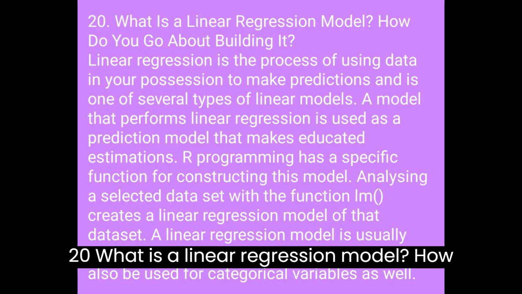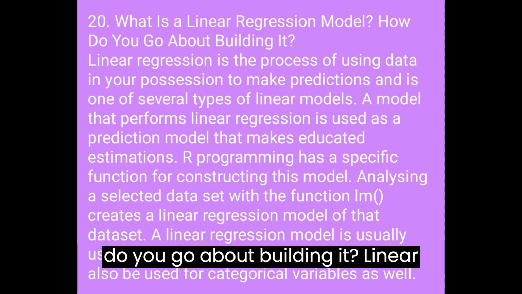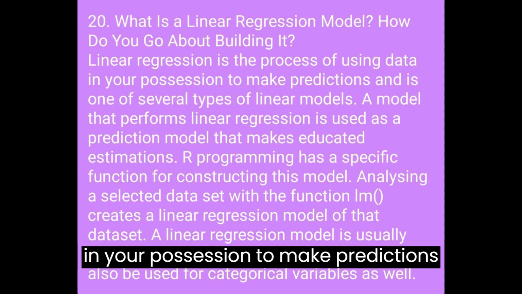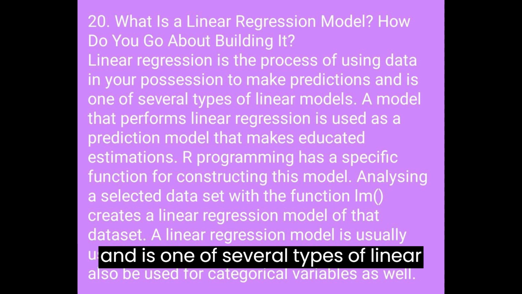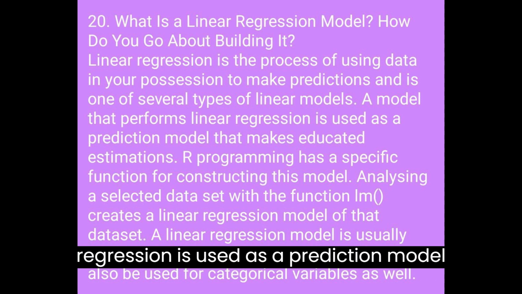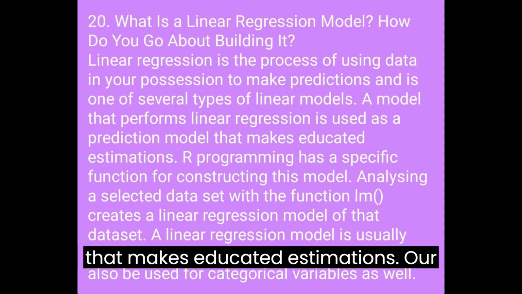20. What is a linear regression model? How do you go about building it? Linear regression is the process of using data in your possession to make predictions and is one of several types of linear models. A model that performs linear regression is used as a prediction model that makes educated estimations.